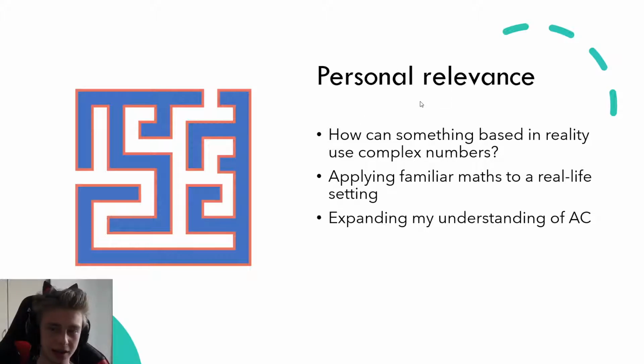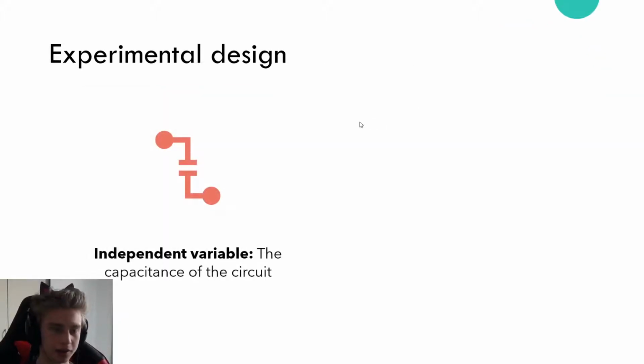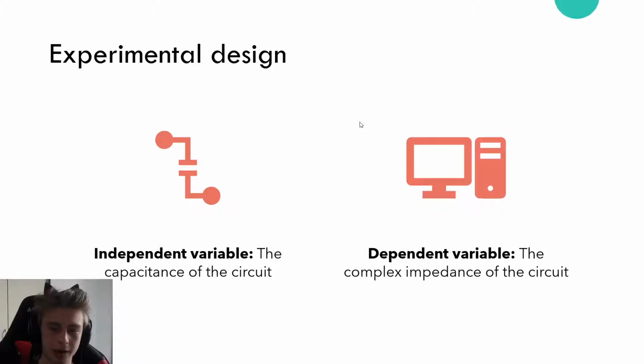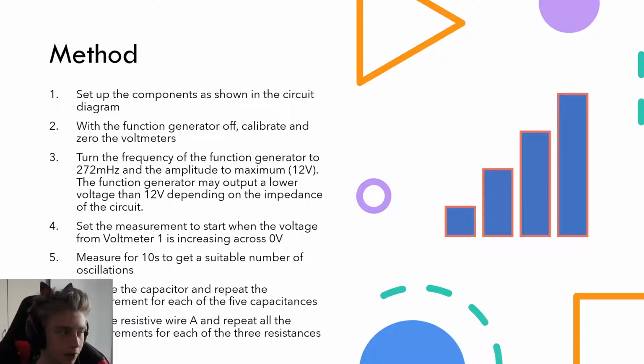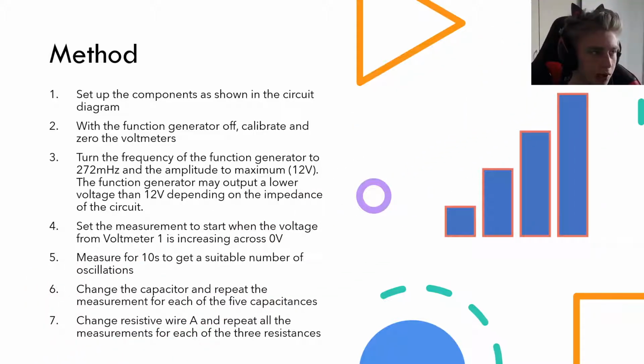That's what I'm investigating. Experimental design: my independent variable is the capacitance, my dependent variable is the impedance, nothing more complicated than that. That's a circuit diagram with 2 voltmeters and a function generator and a couple resistors and capacitors. Voltmeter 2 actually measures current, believe it or not. Funny how that is. If you want to read the method, I'll move myself out the way. There you go. Have fun reading that.